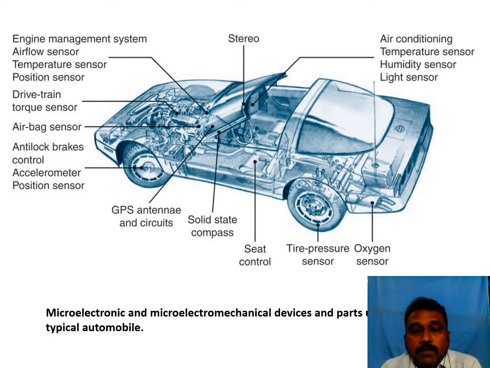You can see here what microelectronic and micro electromechanical devices are present in a typical automobile: the stereo, the engine management system, and the sensors. Most of the sensors are made by a micro machining process only. So the air conditioning, temperature sensor, humidity sensor, light sensor, oxygen sensor, all the sensors which gather data and give it to the engine management system are made by micro manufacturing or micro machining processes.